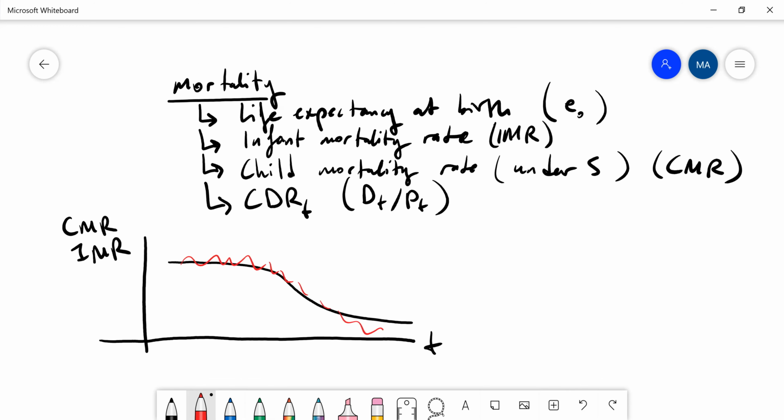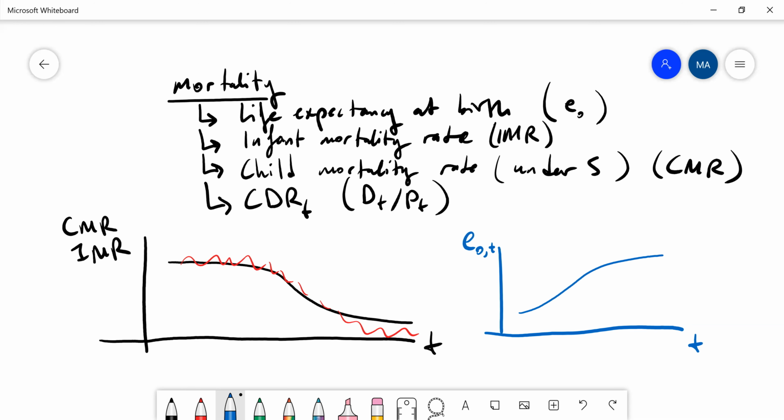They also exhibit decreasing patterns when the country develops, okay? And of course, consistent with that, life expectancy at birth for different cohorts, for instance, increases, right? Starting at, say, 40, it arrives at, let's say, 85. So when countries develop, mortality rates decrease and life expectancy at birth increases, right?